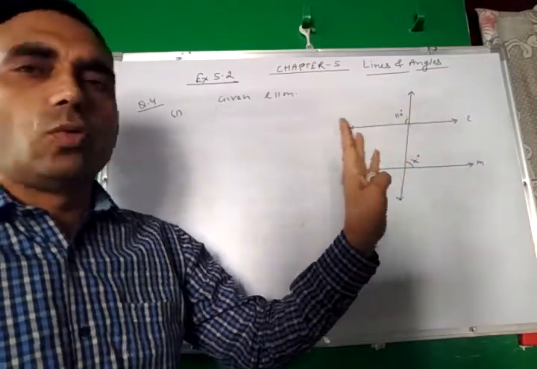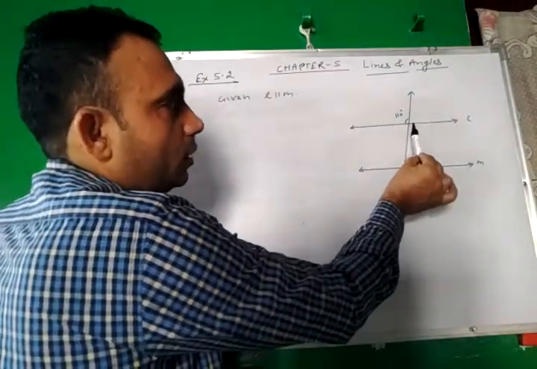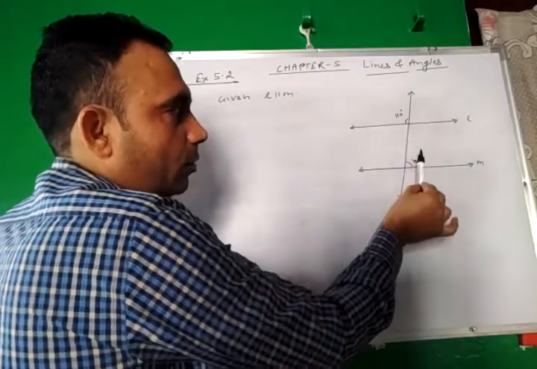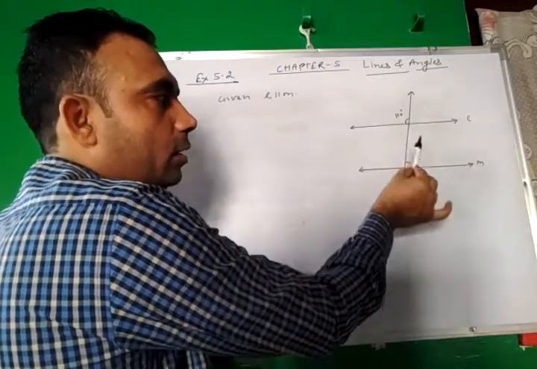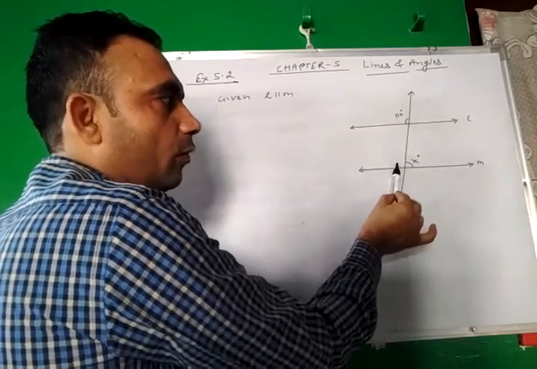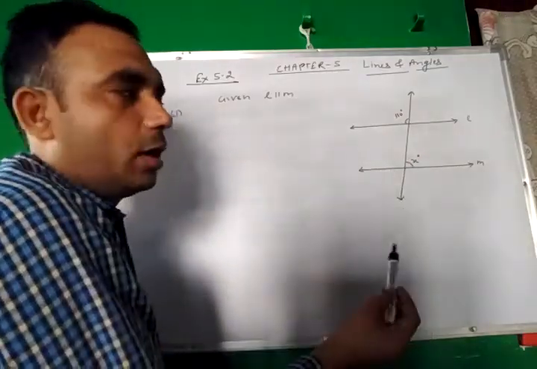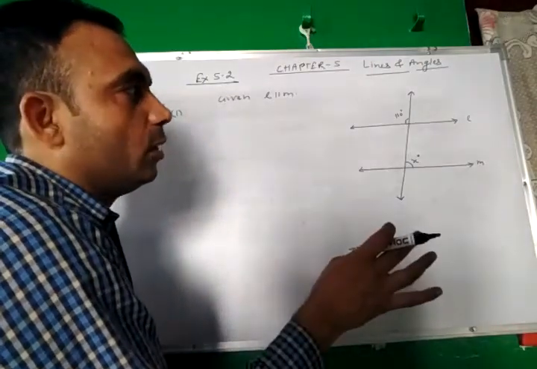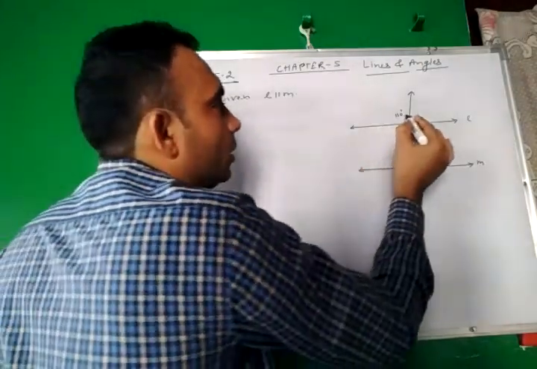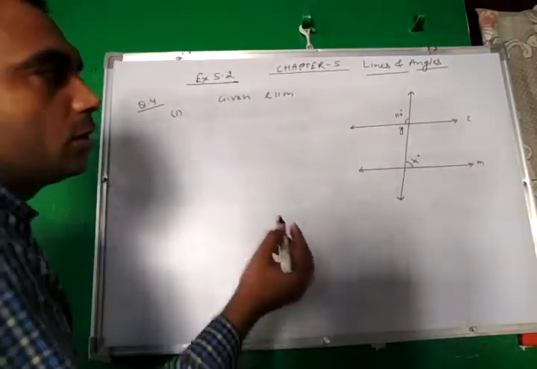Now there are so many methods to find these angles. First we find this angle by vertically opposite, and the sum of this plus this is equal to 180. Or we will find this angle, this and this are alternate, or we will find this angle by corresponding, and the sum of this and this is 180. So you may use either method. Let us take this angle as y.